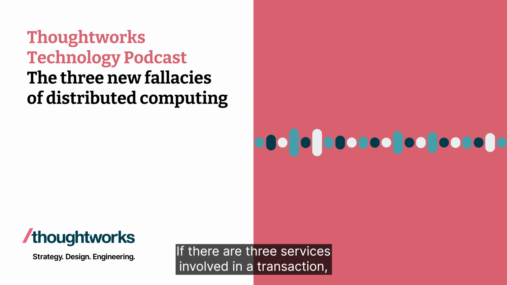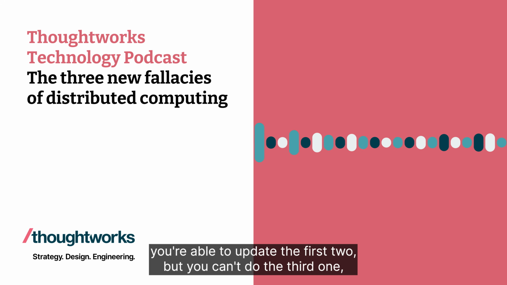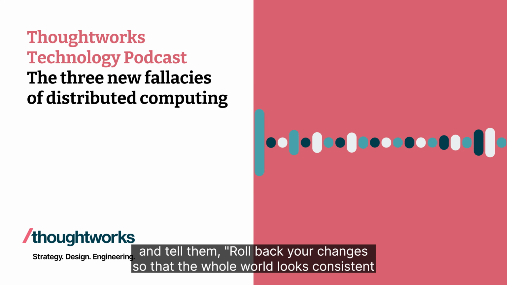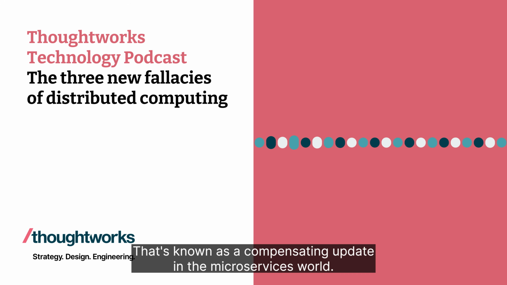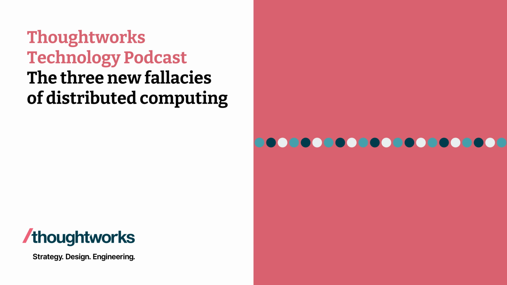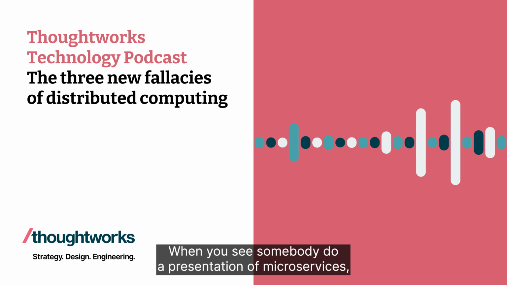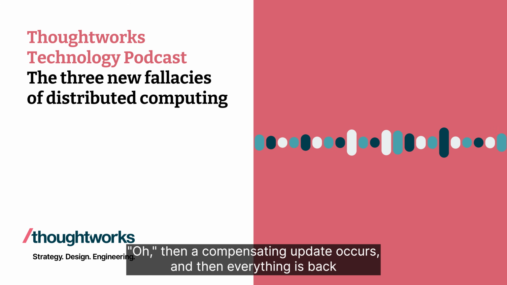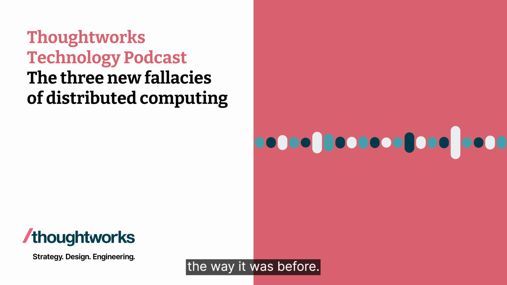So if there are 3 services involved in a transaction, you're able to update the first 2, but you can't do the third one. The role of the orchestrator in that case would be to go to the first 2 and tell them, roll back your changes so that the whole world looks consistent from a workflow standpoint. That's known as a compensating update in the microservices world. So that brings us to our second fallacy, which is that compensating updates always work. Because when you see somebody do a presentation of microservices, at some point they wave a magic wand and then say, oh, well, then a compensating update occurs and then everything is back the way it was before.